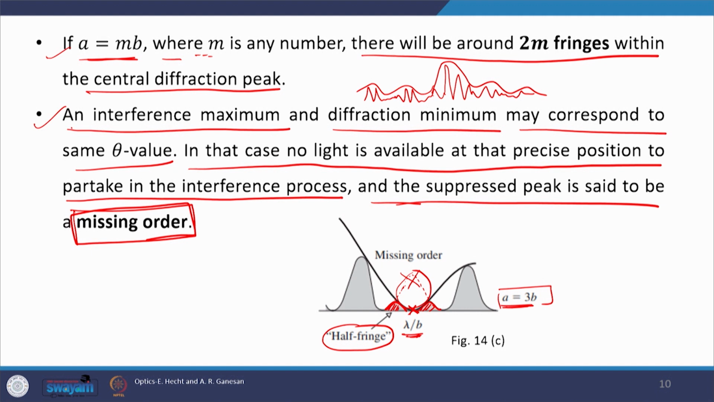Also make it a point: this is a complete fringe here, this is a complete fringe, but this is a half fringe here. Therefore, while counting the number of fringes within the central diffraction maximum using the condition a is equal to m b, where m is any number, there would be around 2m fringes within the central diffraction peak. This 2m number includes these half or fractional fringes. They treat the fractional fringes as one.